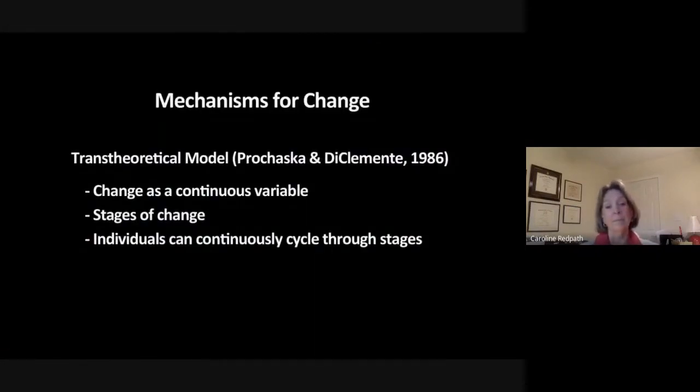A lot of the idea of motivational interviewing comes from work in other behavior change theories and was developed around the same time.